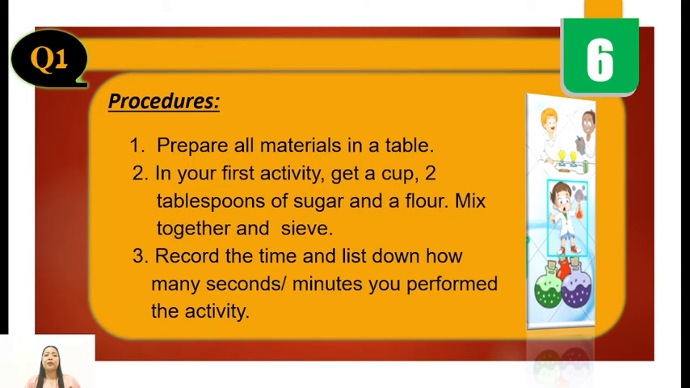Okay. So what are we going to do with that? Okay, the first procedure will be prepare all materials in a table. The first activity, get a cup, 2 tablespoons of sugar and a flour. Mix together and sieve. Number 3, record the time and list down how many seconds or minutes you perform the activity.